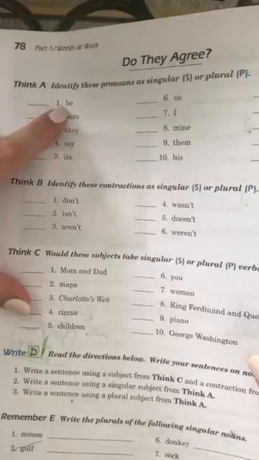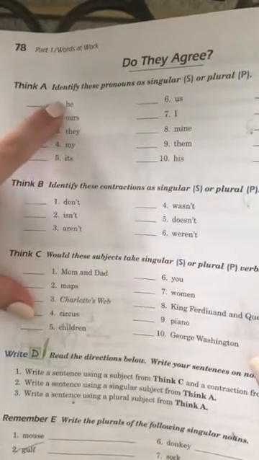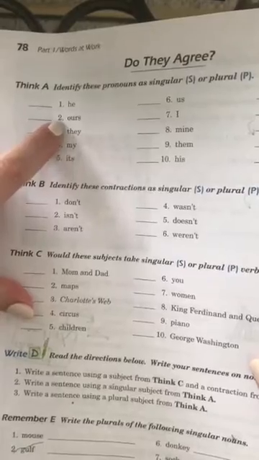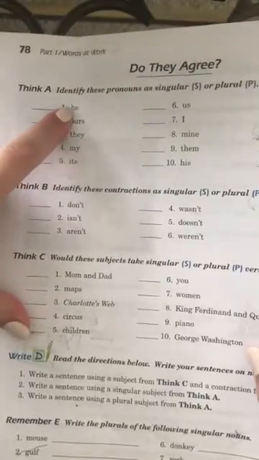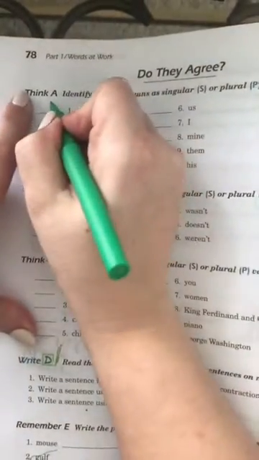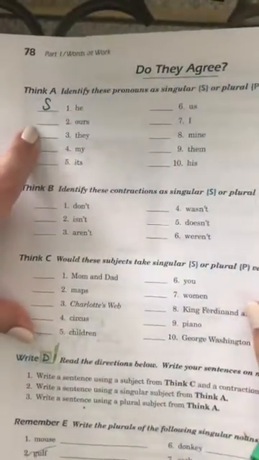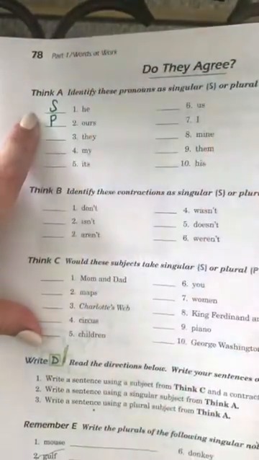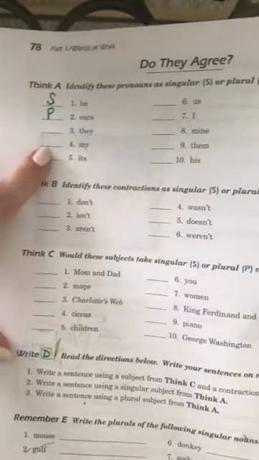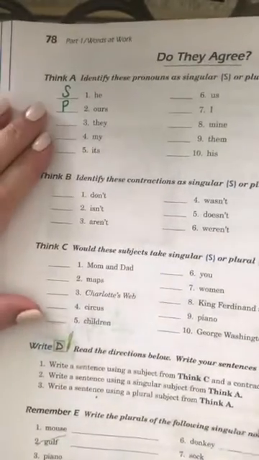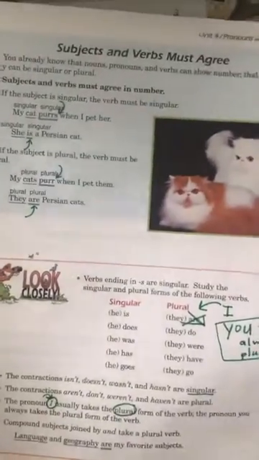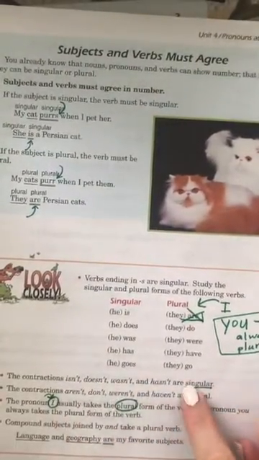So is he a singular pronoun or a plural pronoun? Is ours a singular or plural? So just remember one or more than one. If it's one, you put an S for singular. If it's more than one, you put a P for plural. So after you've done these practice ones up here, you're going to do the same thing with the contractions. And as you probably remember, we have a list of contractions on page 77 over here that will help remind you, if you don't already know, which ones are singular and which ones are plural.